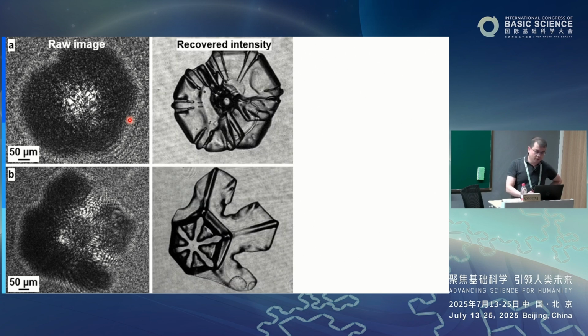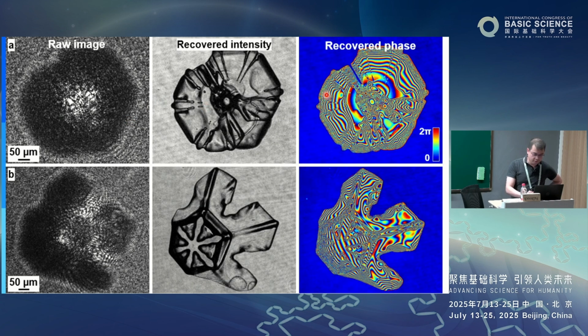This is the recovered intensity image, and this is the recovered phase image. So what is the object we are trying to image here? No idea? It's a snow crystal.